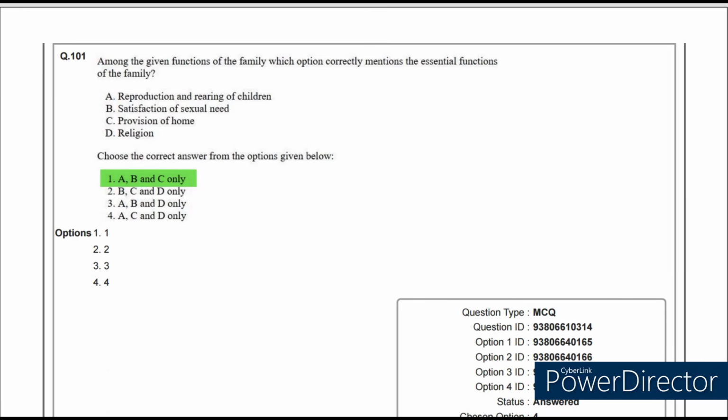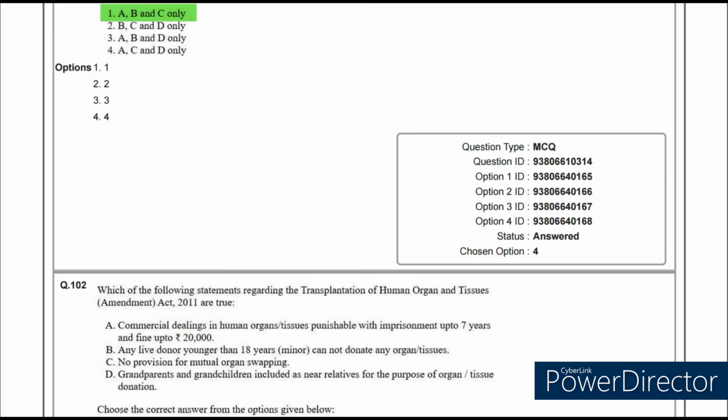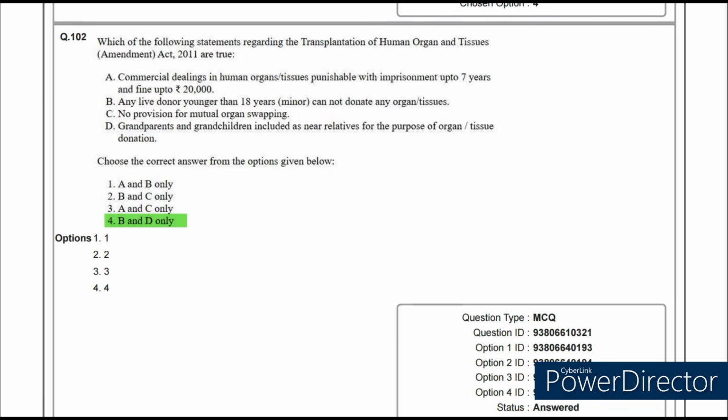Now coming to question number 101, again a direct easy question on essential functions of a family. So only religion is not the essential function. And now coming to question number 102, which is on the Transplantation of Human Organs and Tissues Act 2011. So in this case, the correct statement should be B and D. That is, donor below 18 years cannot donate, which is true. And the option D, that is grandparents and grandchildren included as near relatives, which is also correct.